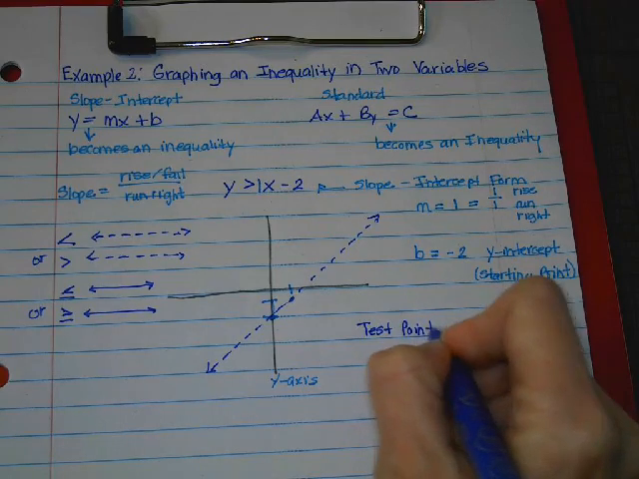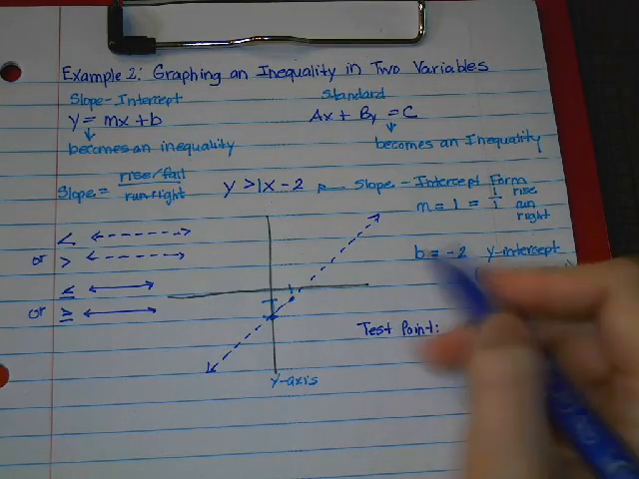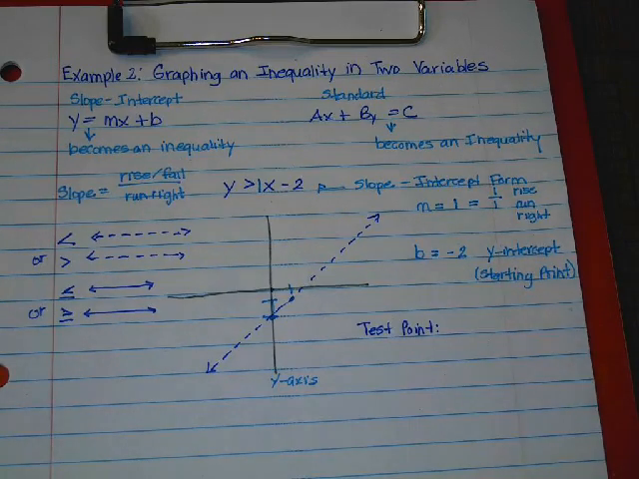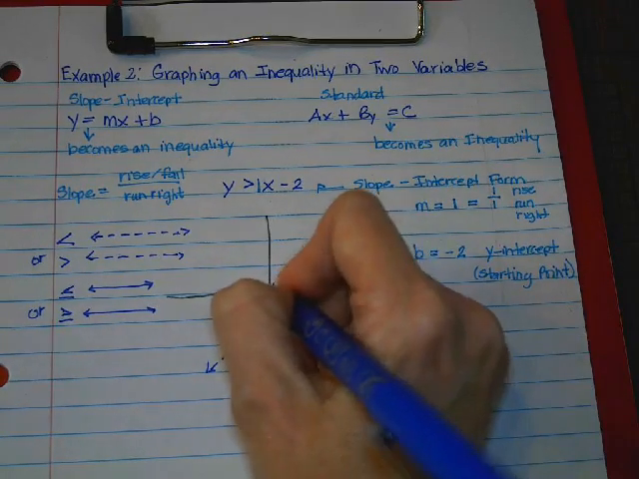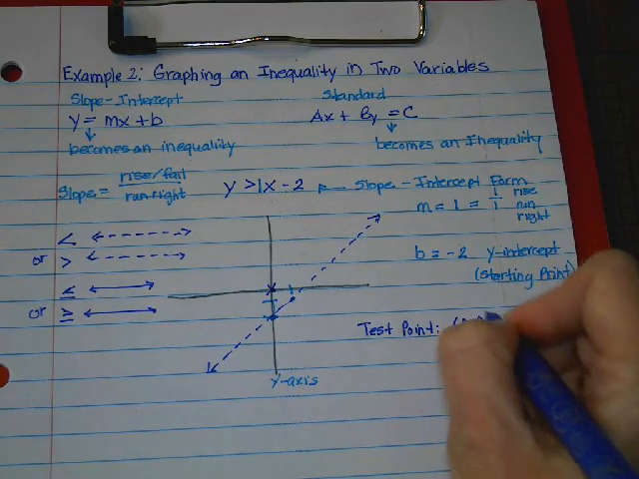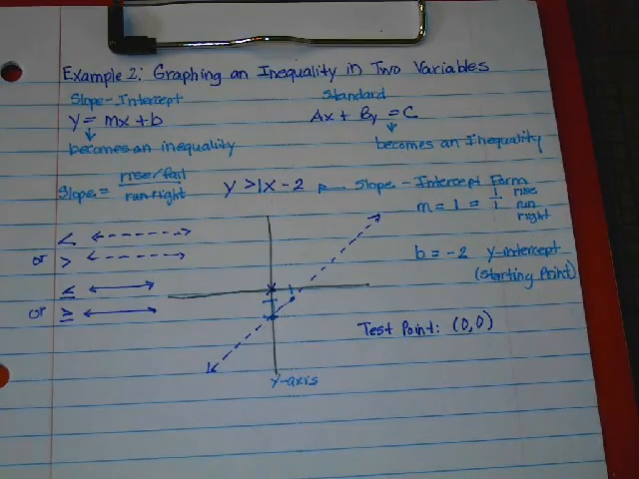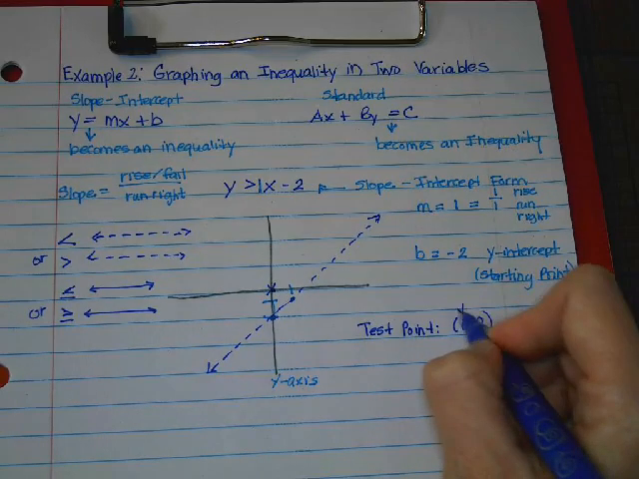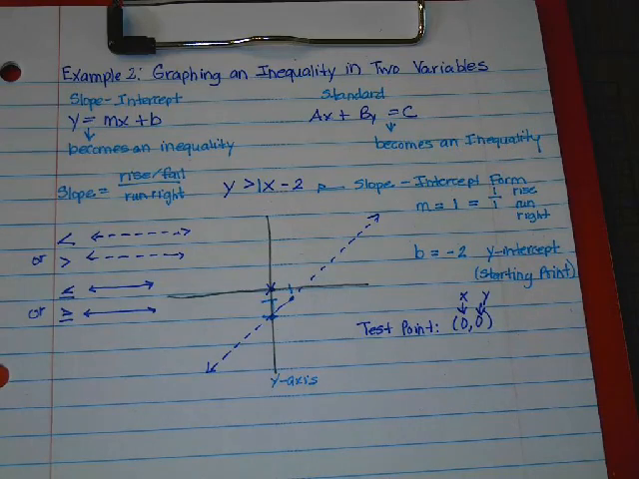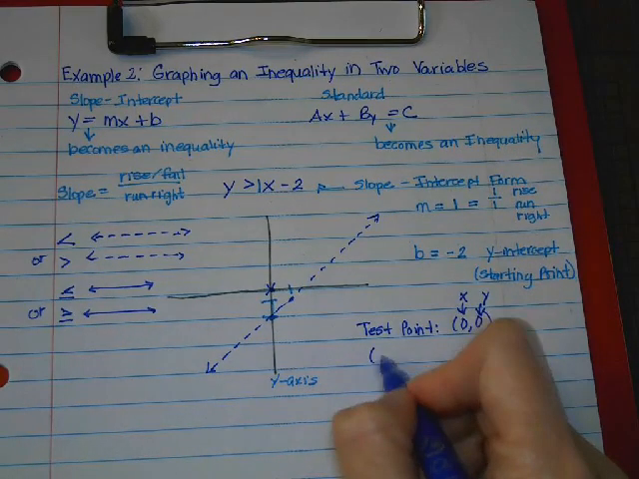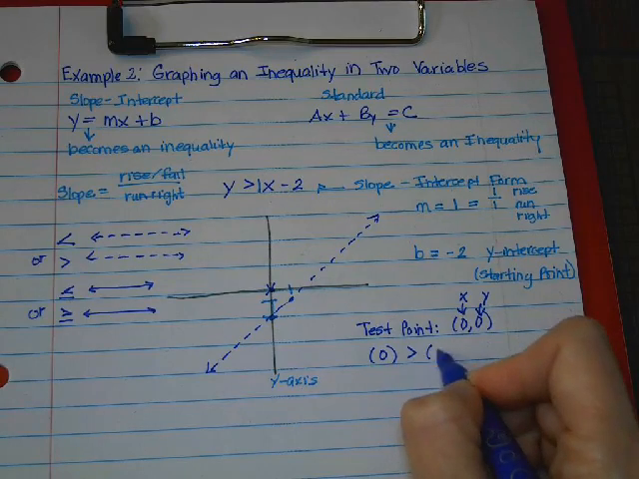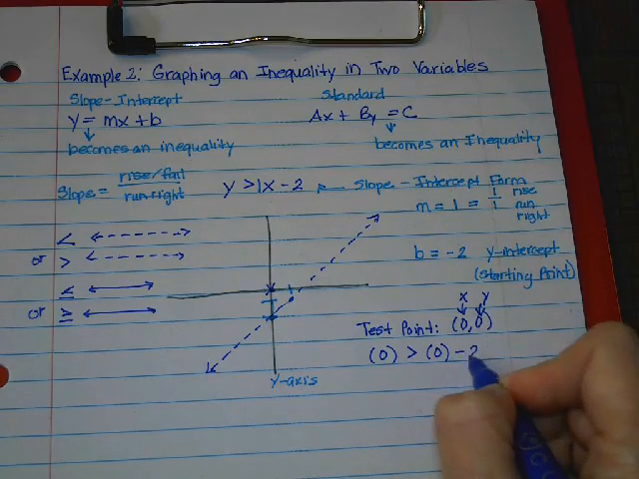And the test point we want to pick, as long as our line does not pass through the origin right here, which is 0, 0, we're going to make 0, 0 our test point, because it's easy to replace values with 0. So we'll remember our values. This is our x value, and this is our y value from example 1. So we'll replace y with 0, greater than the x value, minus 2.